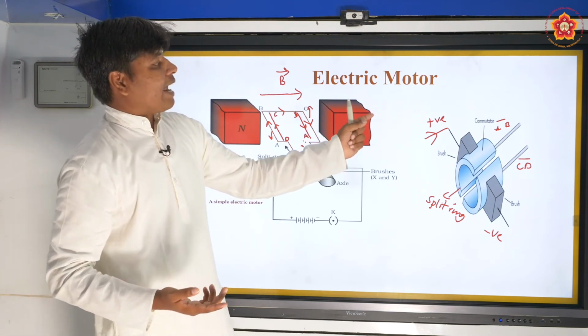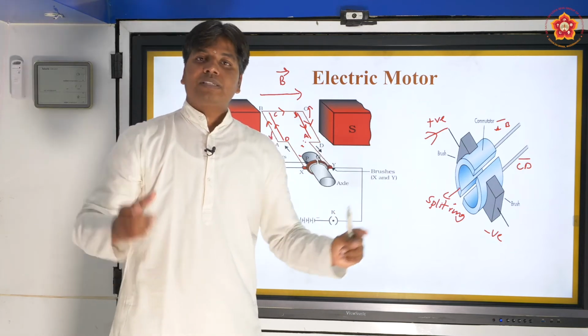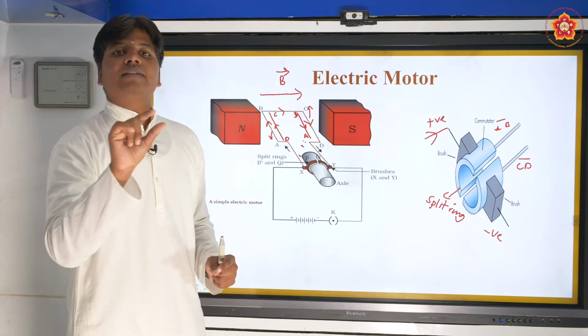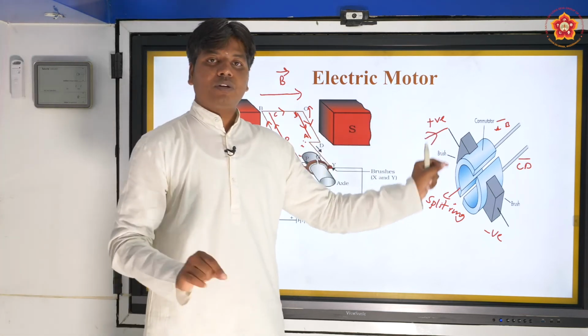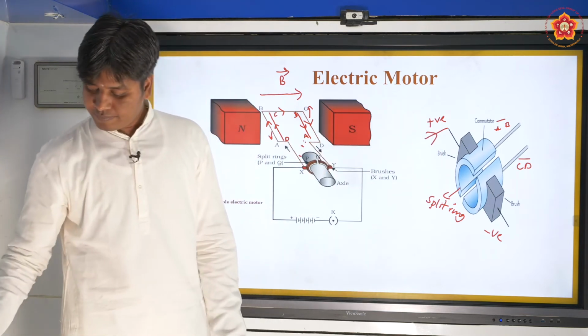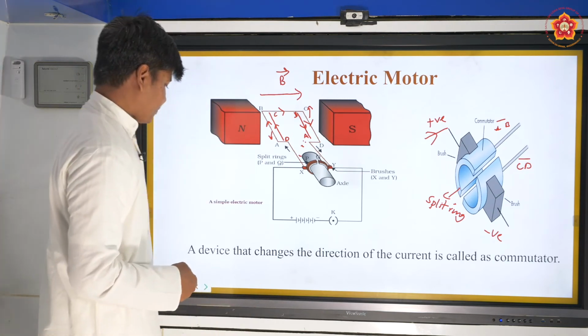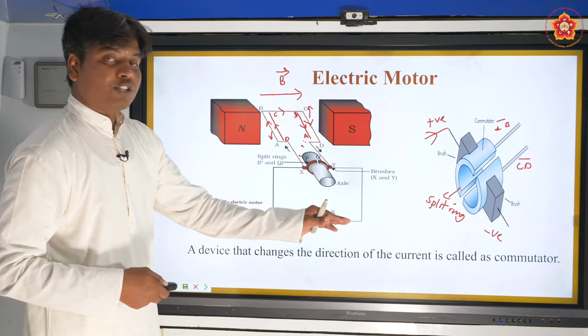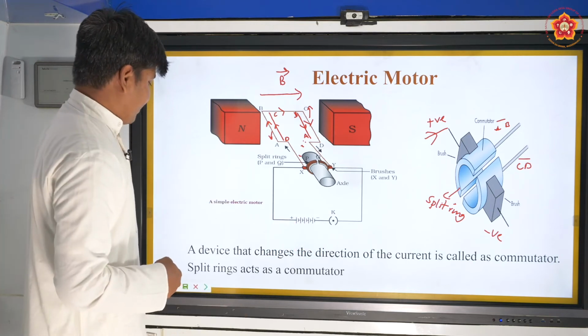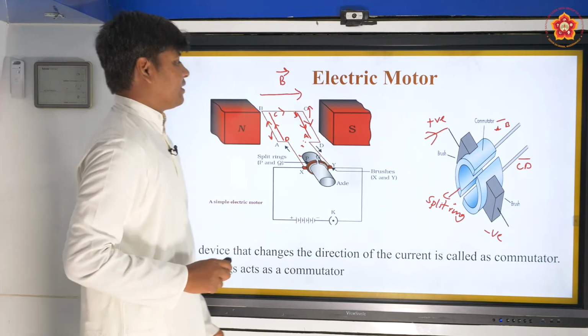So the split ring acts as a commutator. Commutator means it is a device that changes the direction of current, and the split ring here acts as a commutator because it is changing the direction of current. That's what we have written down. A device that changes the direction of current is called a commutator. The split ring here is acting as a commutator.